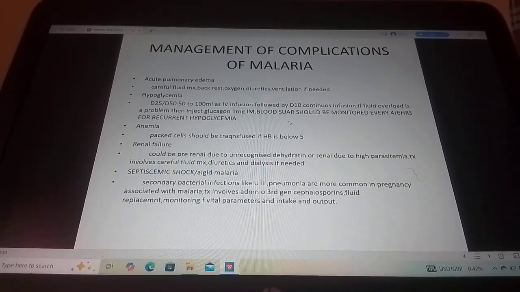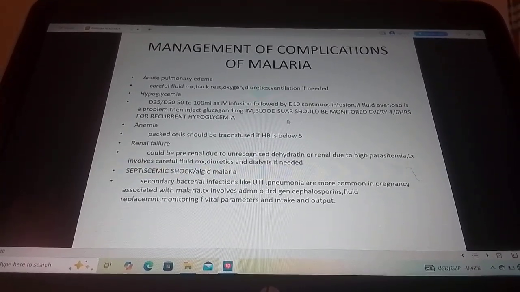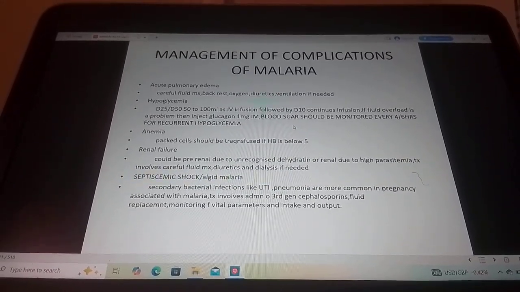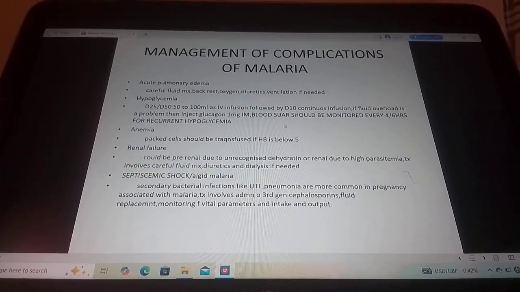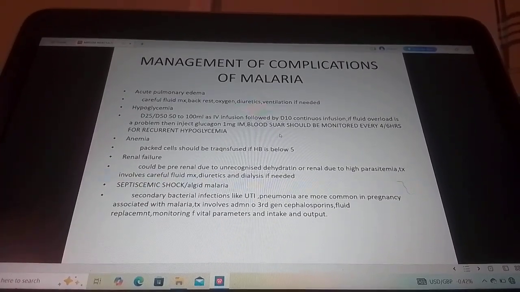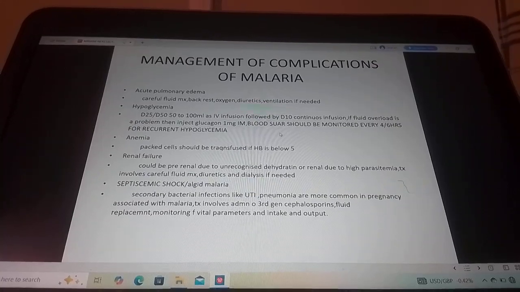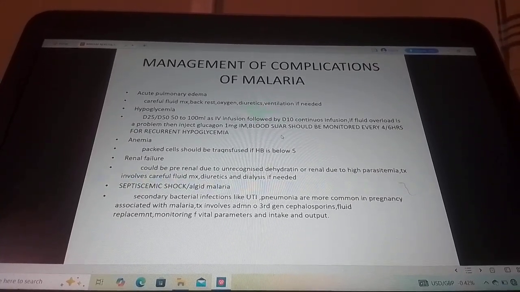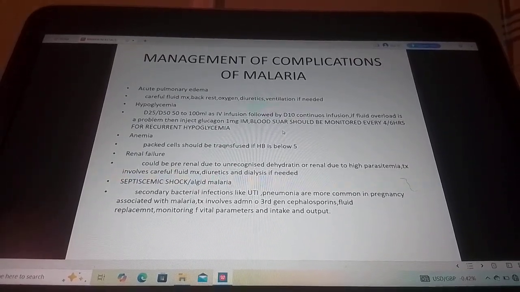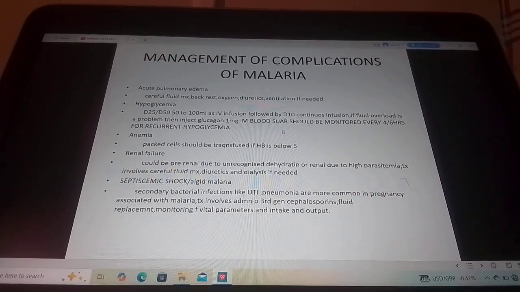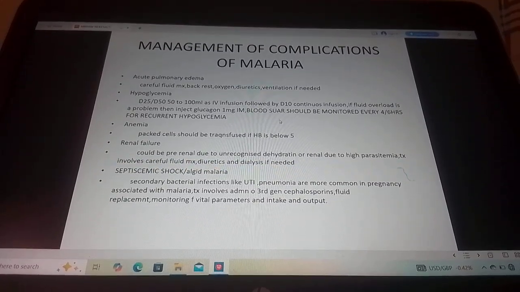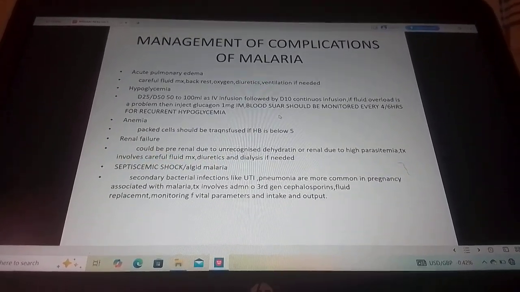Then remember, for anemia, packed cells should be transfused, because if the Hb is below 5, that could be fatal, so they should be transfused. Then in case of renal failure, remember this could be prerenal due to unrecognized dehydration, or renal due to hyperacemia. So the treatment will involve careful fluid management and diuretics as well. And in this case, you could do dialysis if need be.